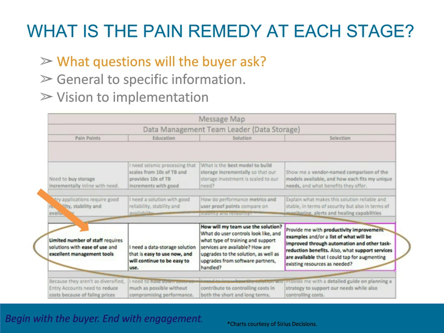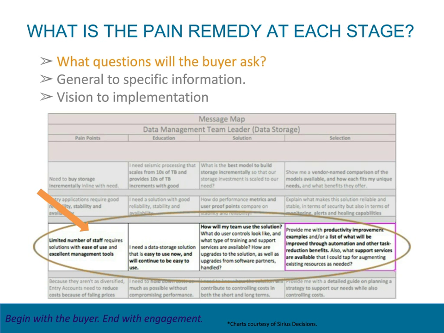We reemphasize that the solution needs to have ease of use and excellent management tools, but then we also introduce the idea of scalability, because this is something we anticipate the buyer will be thinking about at this stage. Will this solution be good for me tomorrow and the next day and the next day? Then at the solution stage, we get a little more specific, and we present a vision of what the ease of use and scalability will look like by describing the controls, training, support, and upgrade process that the buyer needs to look for, going from general to specific, going from telling to showing.